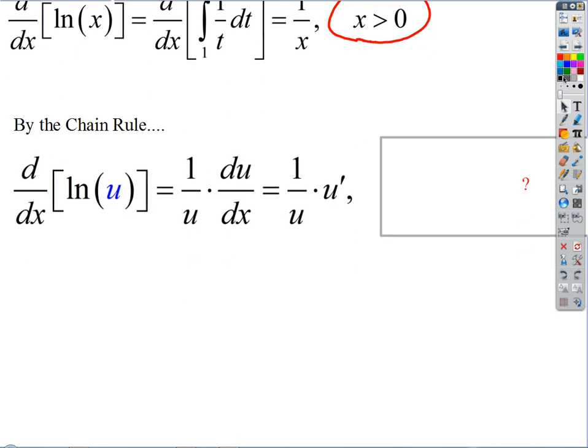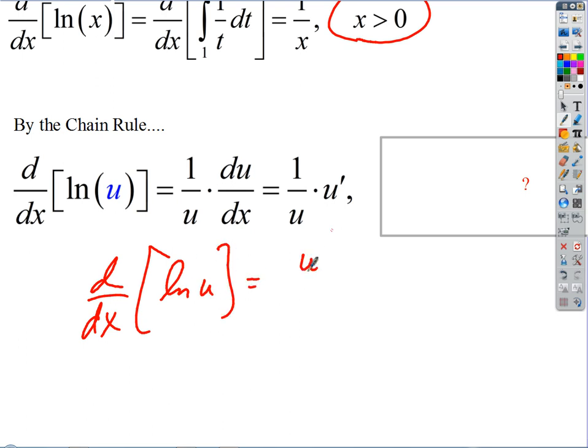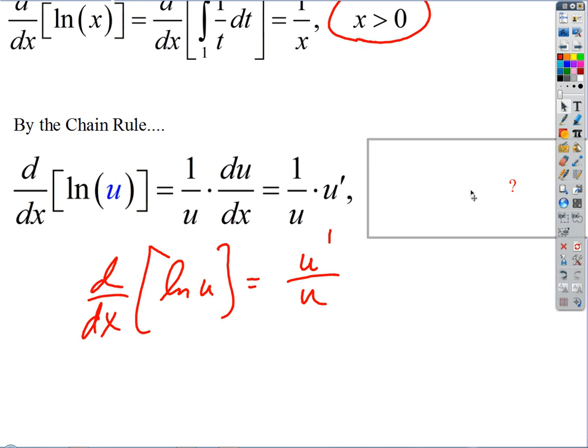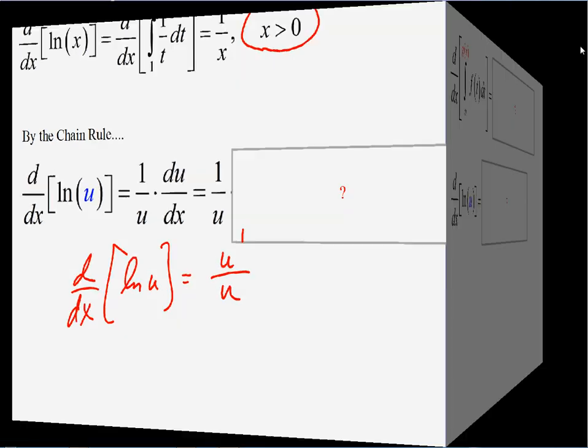And really the way we write this in calculus then is the derivative with respect to x of log u is just u prime over u. So you can always think of it as a quotient where the derivative sits in the top and the function, or the argument sits in the bottom, right? Okay, so let's try a couple of these here.